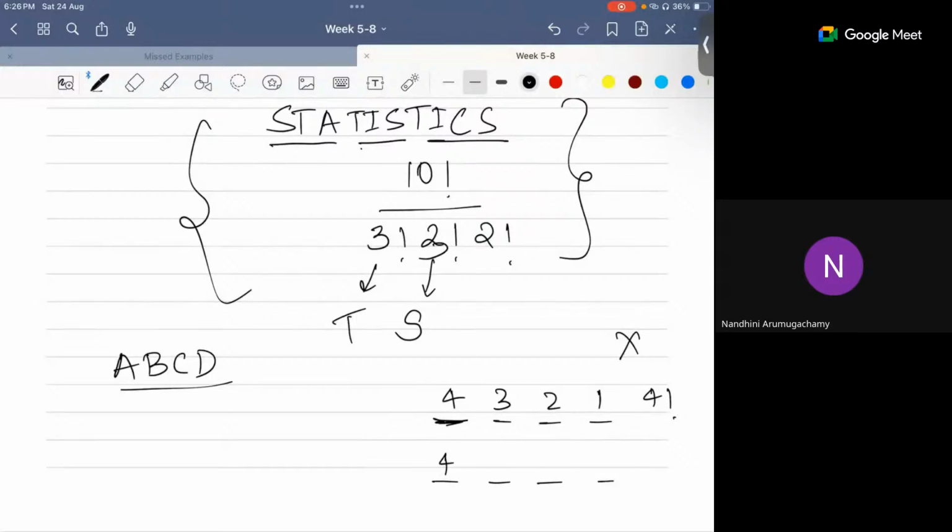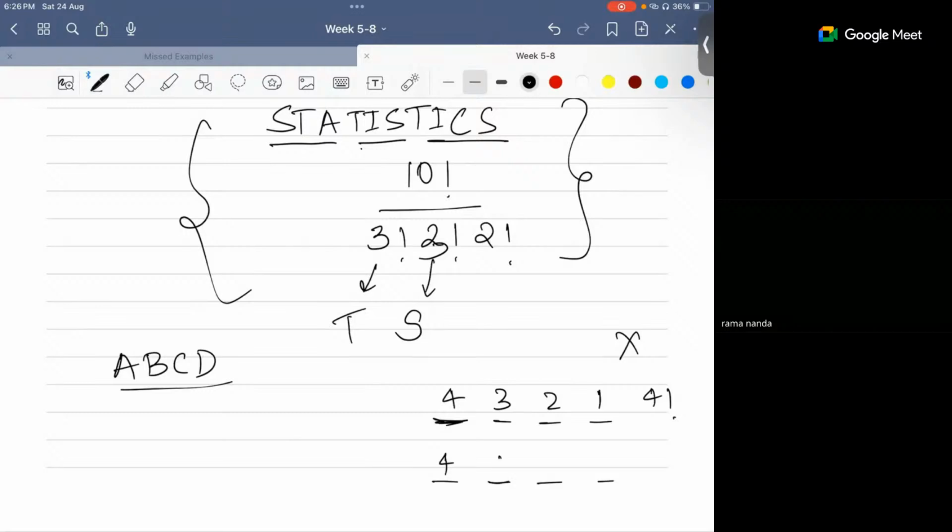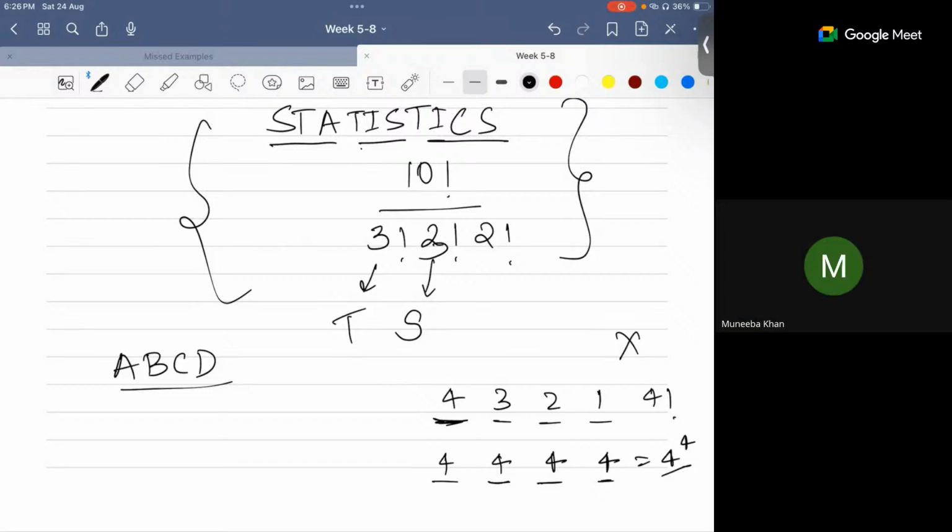In the second case, you can take all four. In the third and fourth places also, you can take all four. So you'll be left with what? 4 to the power 4. Correct?